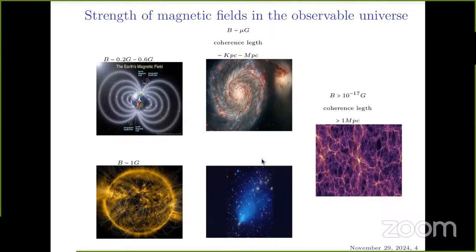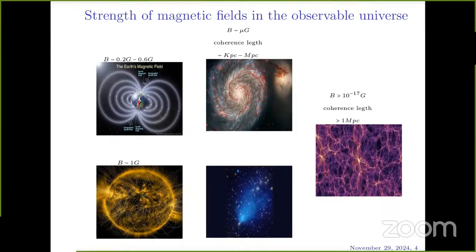Just to give a brief picture of these observed strengths, we know that the strength of the magnetic field of Earth or the surface of the Sun is of the order of 1 Gauss, while the strength of magnetic field in galaxies and clusters of galaxies is of the order of micro Gauss, which is coherent on length scales ranging from kiloparsec to megaparsec. These magnetic fields in galaxies and clusters are expected to be generated by the amplification of some pre-existing weaker magnetic fields by physical phenomena like the dynamo mechanism.